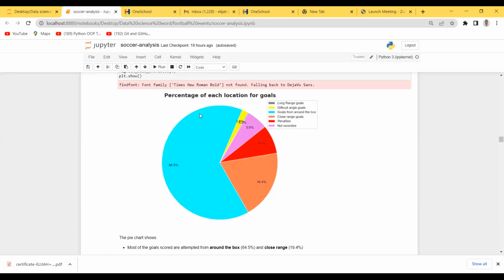We can see that 64.5% of the goals were from around the box. 19.4% were cross range goals. Then 8.1% were penalties. So 64.5% of all the goals scored during all those matches are from around the box, followed by cross range goals, then the 8.1%, which is penalties. Then the least is 1.8%. I can't see the color. It's long range goals. An example is where the goalkeeper of this side will kick a ball and he scores on the other side. I think that is it.